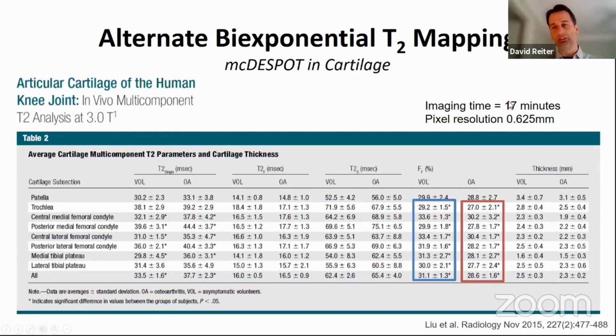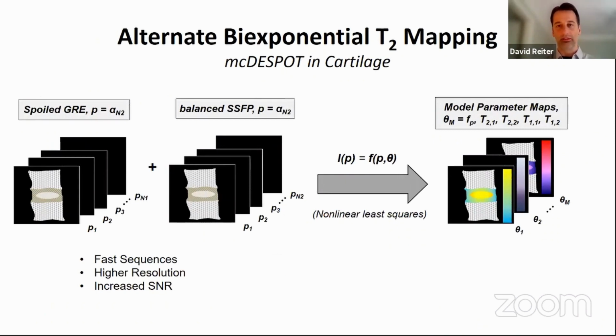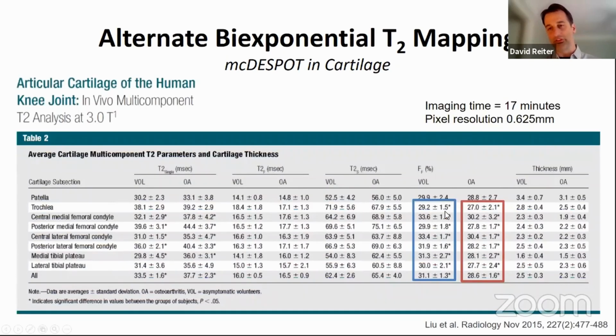What we see here, though, is that the imaging time is still quite long. It's 17 minutes, and the pixel resolution is still about double what you would desire for doing real imaging of cartilage. Also, although there is a statistical significance between these two groups, the difference isn't really that stellar and might not have that much diagnostic value.